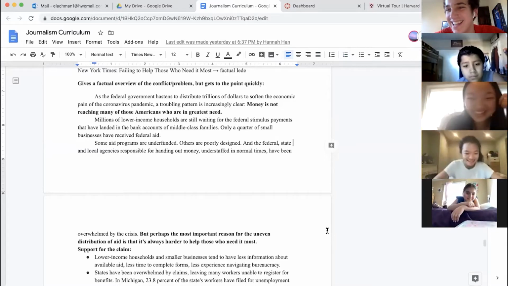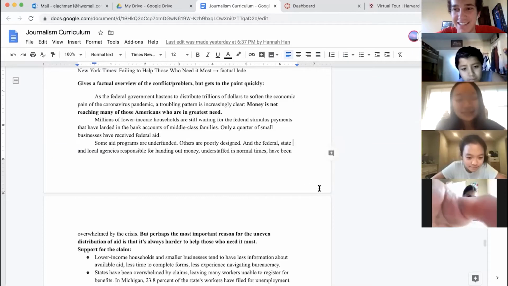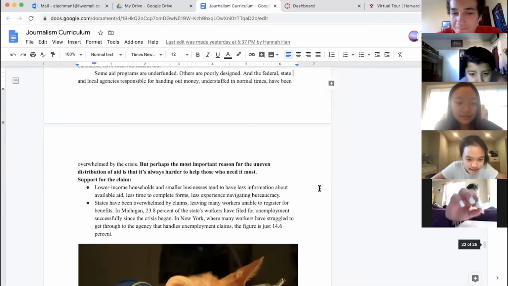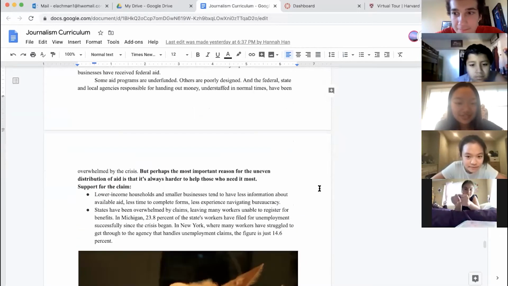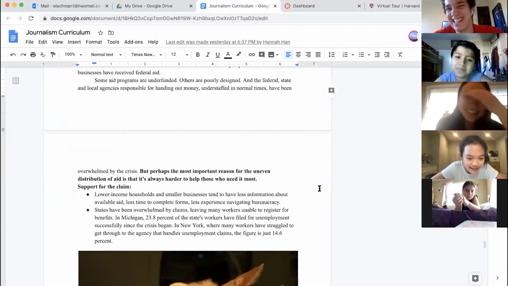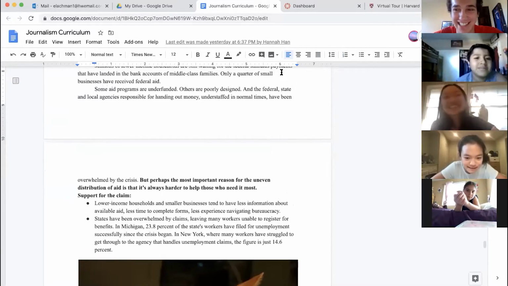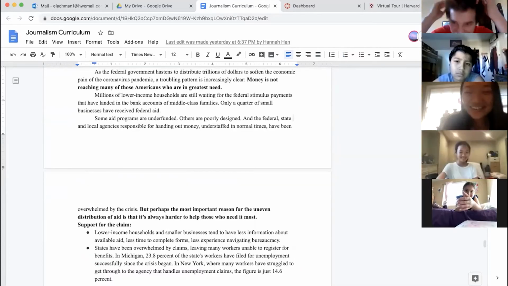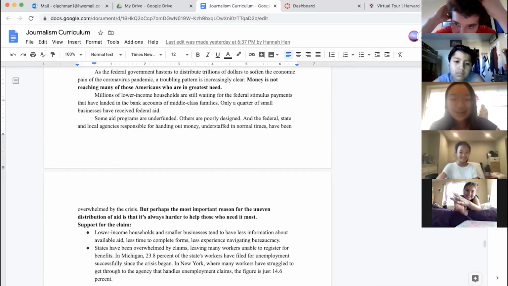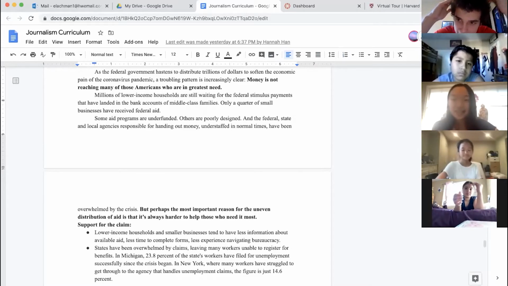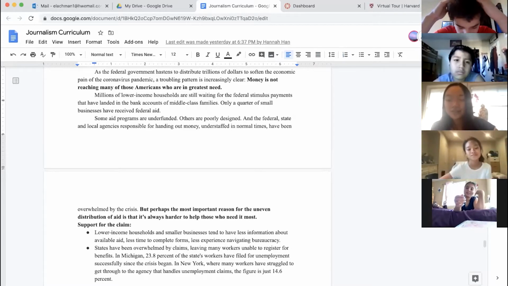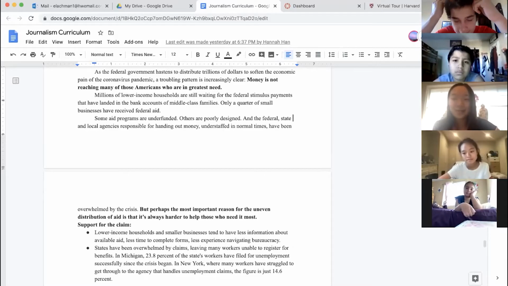The bullet points. Okay. Lower income households and smaller businesses tend to have less information about available aid, less time to complete forms, less experience navigating bureaucracy. If you're reading a factually based opinion like that, it's always good to have a lot of different statistics to back up whatever you're saying, so you have some substance to it. And so that's just an example of that.